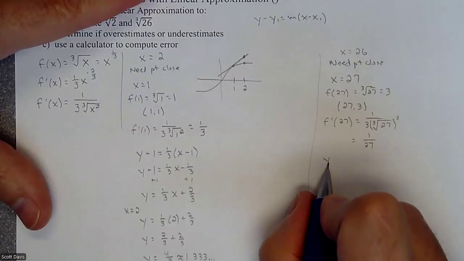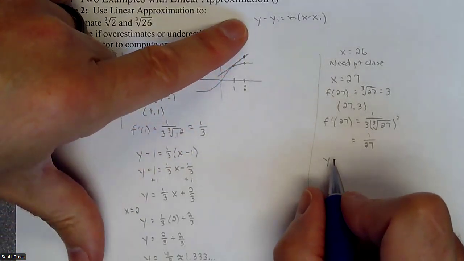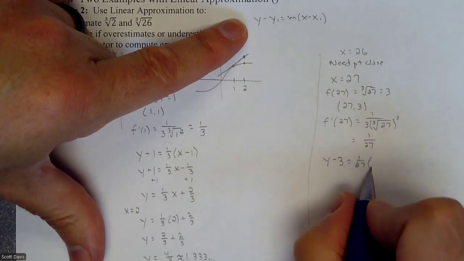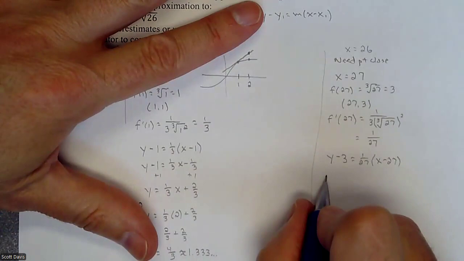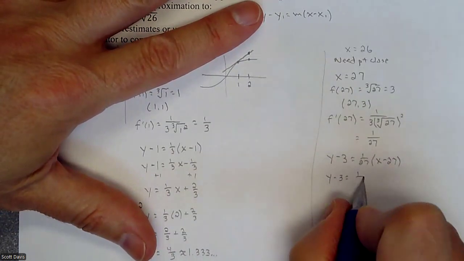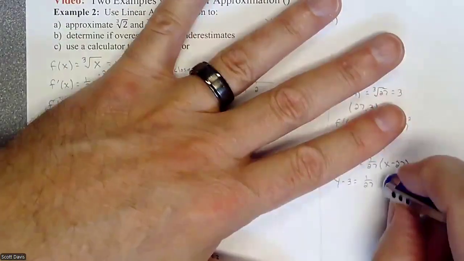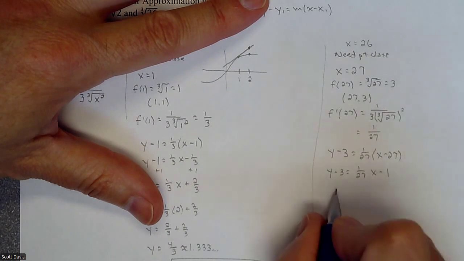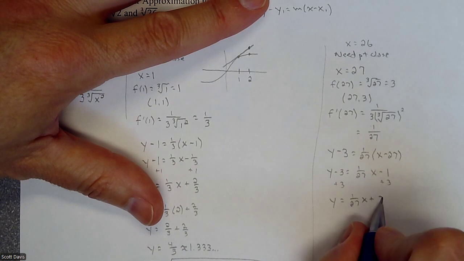All right, so our tangent line, same idea. We're going to plug in our values, plug in our slope into our tangent line. So y minus the y value of 3 equals 1 over 27, x minus 27. So y minus 3 equals 1 over 27, x. Distribute again here, so that would be a 1. Add 3. So our tangent line is 1 over 27, x plus 2.